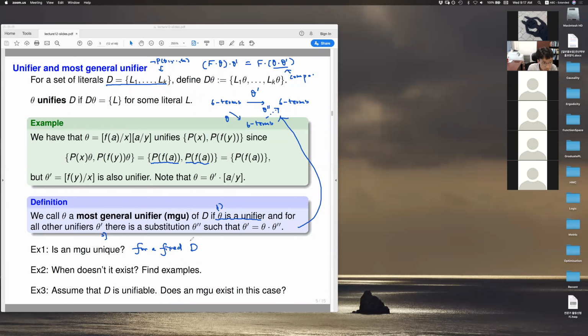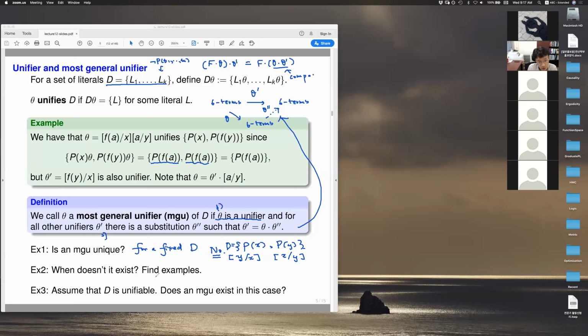Okay, so let me go through these questions. Is the most general unifier unique? The answer is no. A very simple example is this. Here I'm asking, if an MGU exists, is it going to be unique? Take P of X and P of Y. Then one most general unifier is replacing X by Y. Another most general unifier is replacing Y by X. So both of them are most general unifiers. So the answer is no in this case.